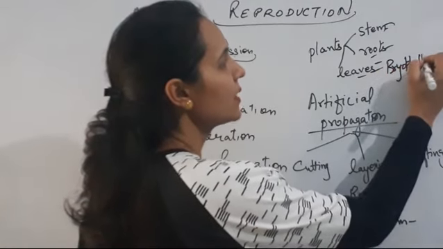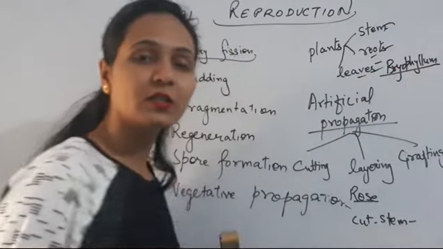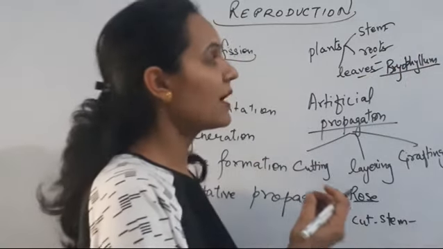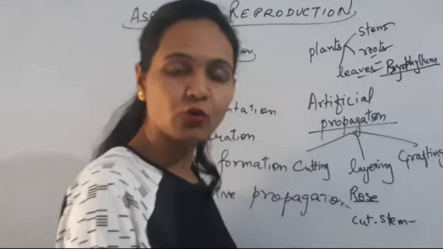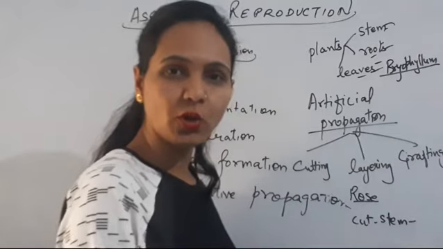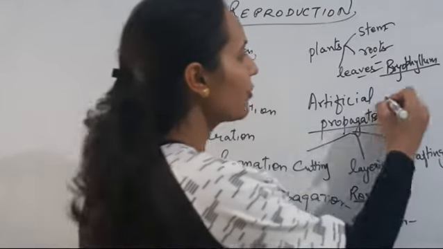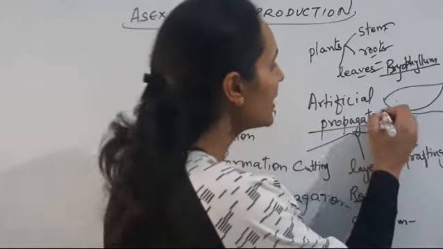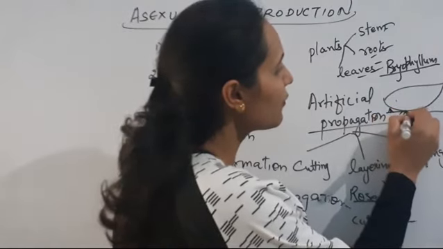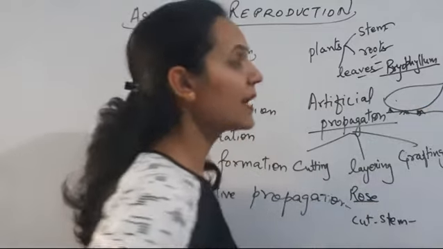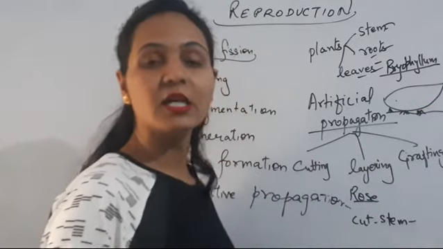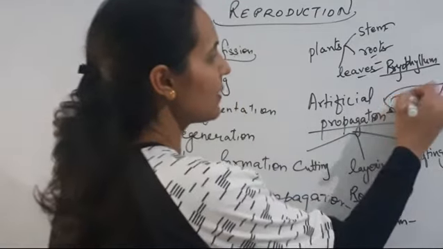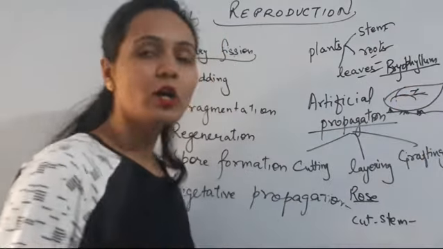Bryophyllum. The leaves of this plant will fall onto the ground, and they find suitable water and nutrients. Then again they will form roots. Suppose this is the ground and this is the leaf of the bryophyllum. Where it touches the ground, it starts forming roots. Clear? And from this a new plant arises. This is the example of the leaf in vegetative propagation.